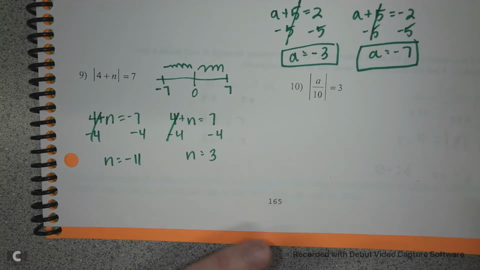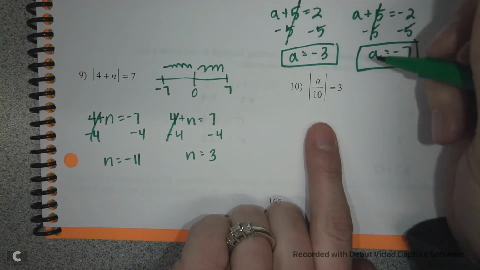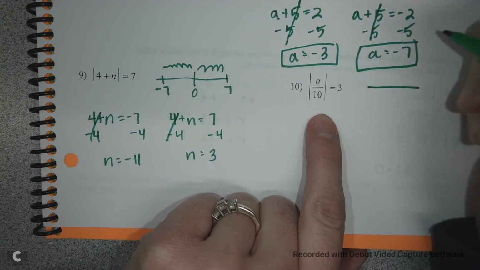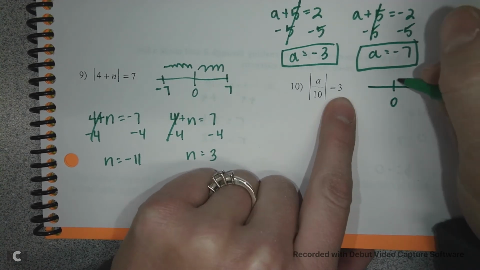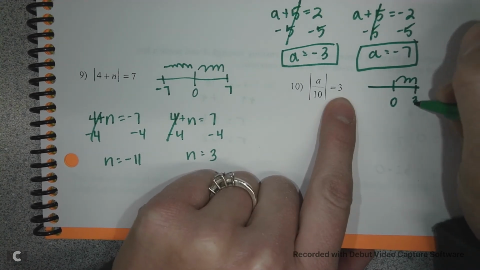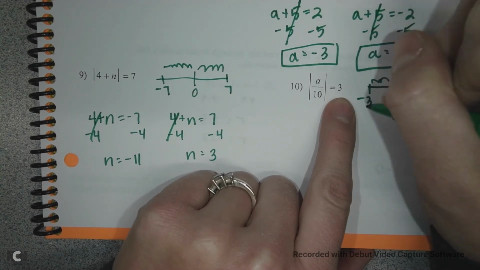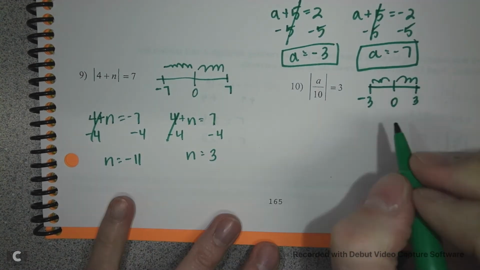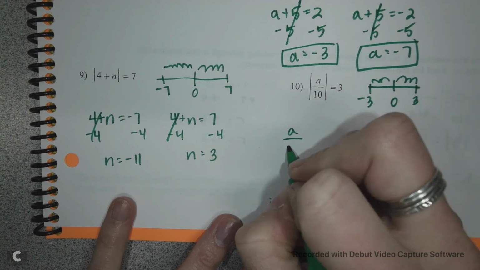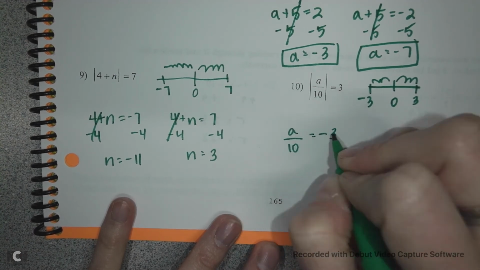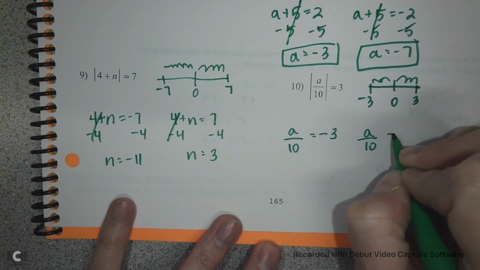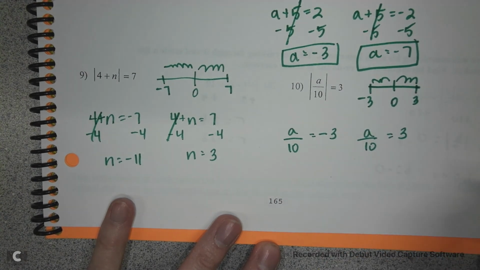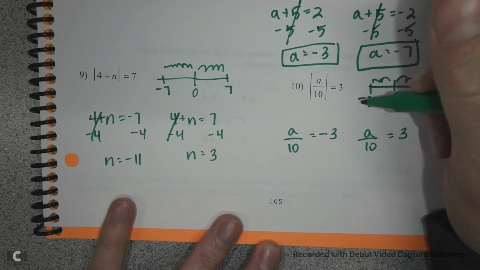Number 10. Okay, so I, again, have a number line standing at 0. I could be +3 as an answer, or I could be -3 as an answer. Okay, so I'm going to split this guy. a over 10 is equal to -3, or a over 10 is equal to +3, because I'm not sure. But I do know that of the 2 choices, that's what I could be.